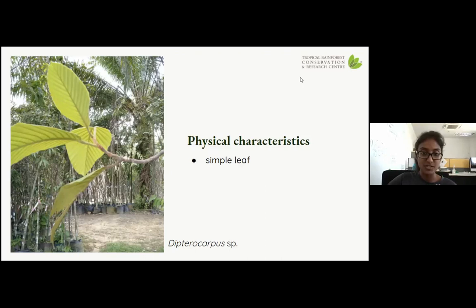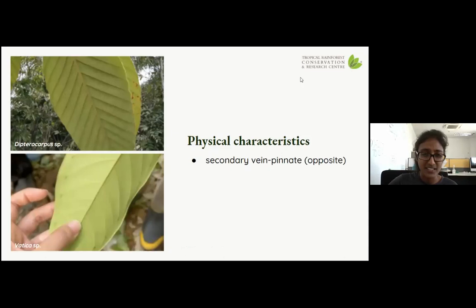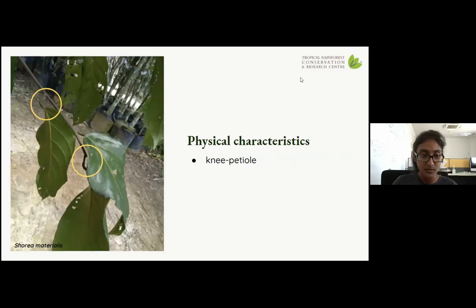Next is the secondary venation. They are mostly pinnate opposite, that looks almost opposite, but it's not exactly opposite. So if you see this, then you know that this might belong to a dipterocarp tree group. Next is this petiole that has a band like a knee, so you can see in this photo.